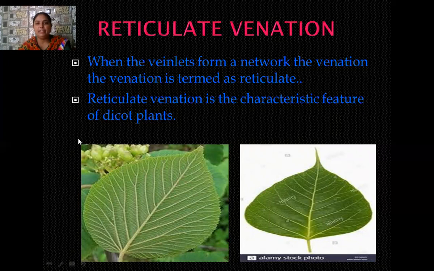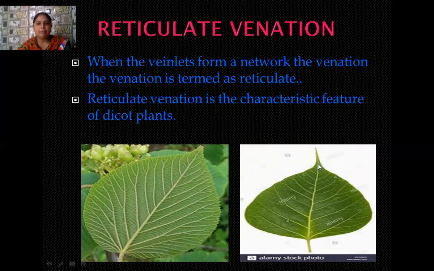Then such type of venation is known as reticulate. So reticulate venation is the characteristic feature of the dicot plants. Here I have shown you two leaves. One is the leaf of the rose plant or some decorative plant. Another is the leaf of the peepal tree.